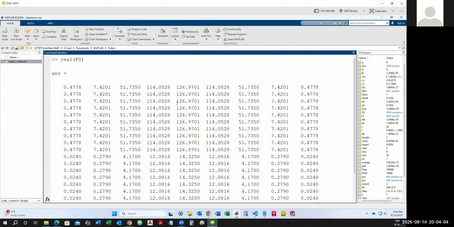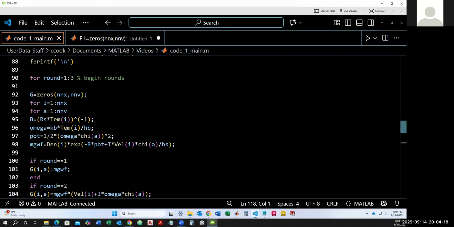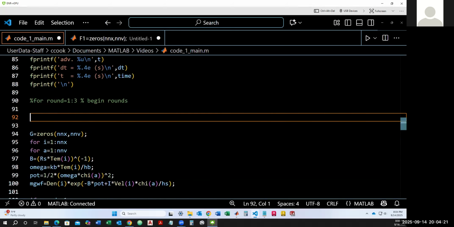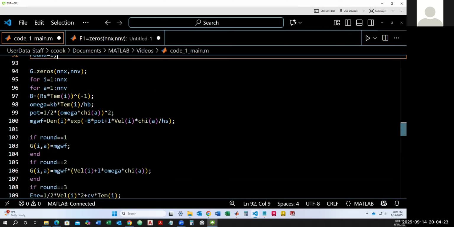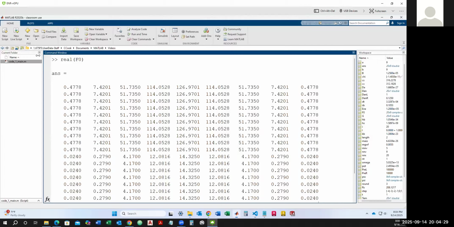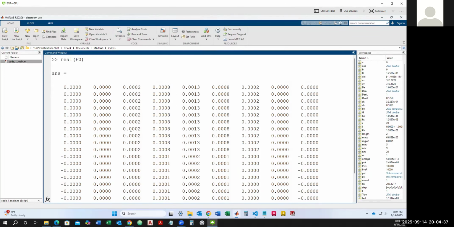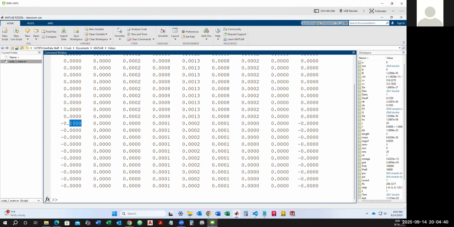For example, F0. This actually probably looped through each round. Yes, this looped through each round. So that would be the energy. So let's do this just temporarily. I'll set round equal to 1. They're very small. All right, so we get some small negative quantity.